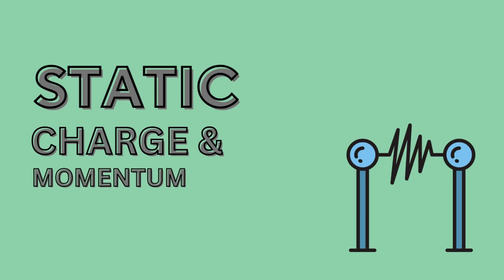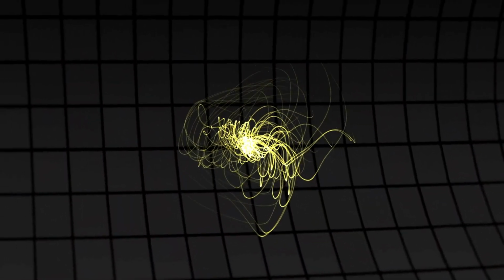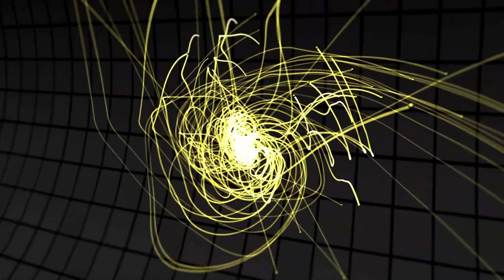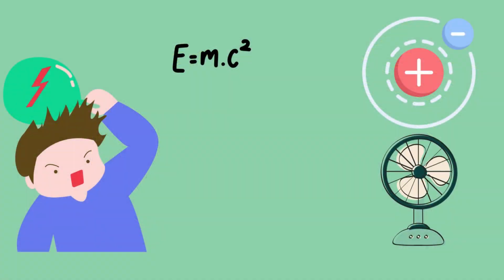Static charge, also known as static electricity, is the accumulation of an electrical charge on the surface of an object due to a transfer of electrons between materials. This charge remains in a fixed position and does not flow like current electricity. It's often created by friction or contact between different materials, where one material gains electrons and becomes negatively charged, while the other loses electrons and becomes positively charged.